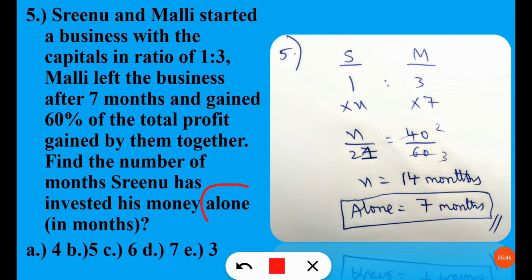Here we need to observe this word very particularly. This word is very important. Alone. Find the number of months Srinu has invested his money alone. That is, Malli has already invested for 7 months and he left after 7 months. So Srinu's alone duration is 7 months. 14 minus 7 equal to 7 months. Option D is the right answer.